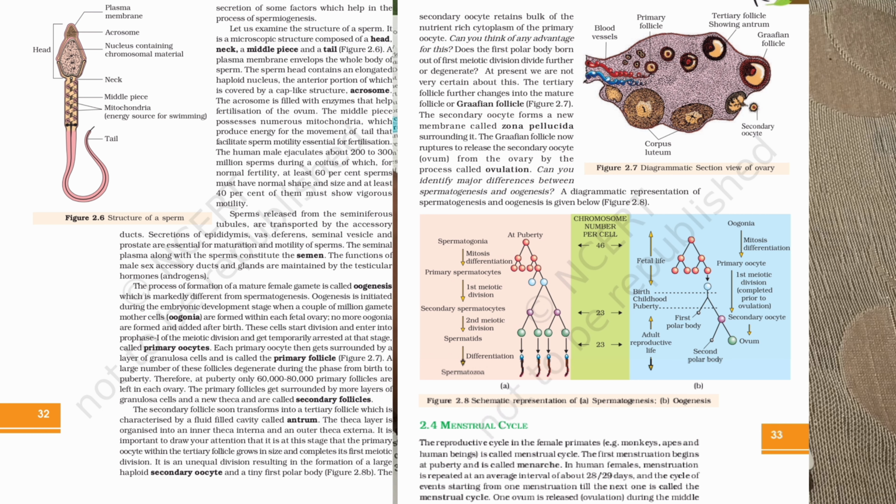The acrosome is filled with enzymes that help in fertilization of the ovum. The middle piece possesses numerous mitochondria which produce energy for the movement of the tail that facilitates sperm motility essential for fertilization.